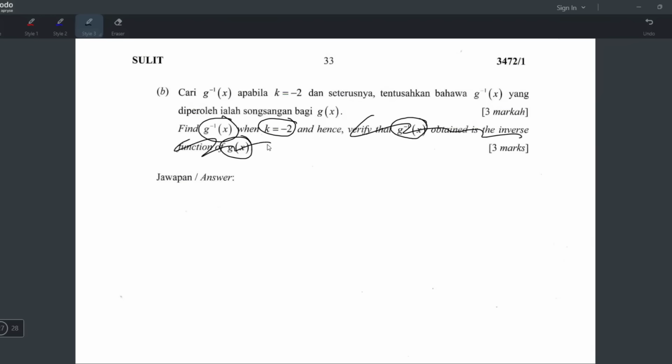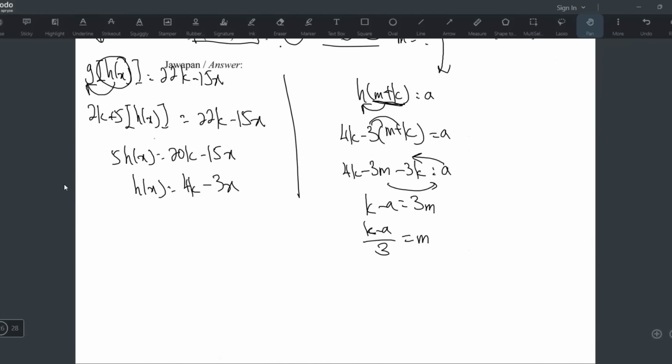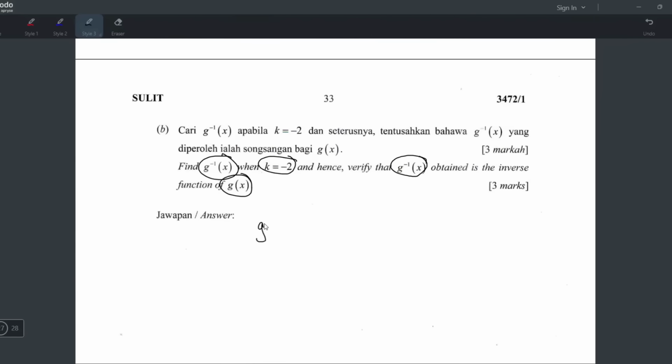Okay, yang ni nanti dulu. This one, you don't look at it first. Let's find out g inverse x first. And I think you have to use back here lah, the g(x) from here, 2k plus 5x. So, boleh ganti g(x) sama dengan 2k plus 5x. But the k is given negative 2, so it will be 5x, 2 times negative 2 is negative 4. Okay, that's the g(x). But I'm trying to find g inverse.